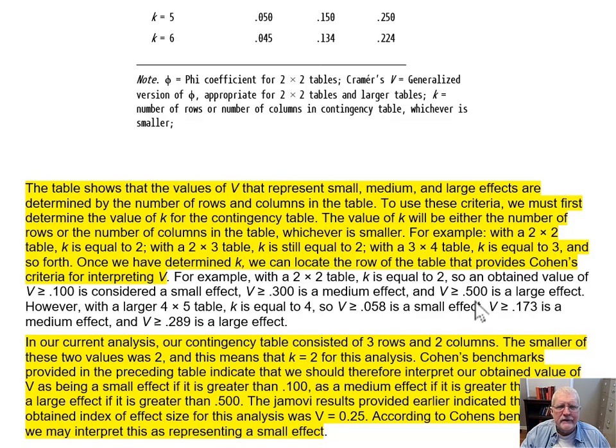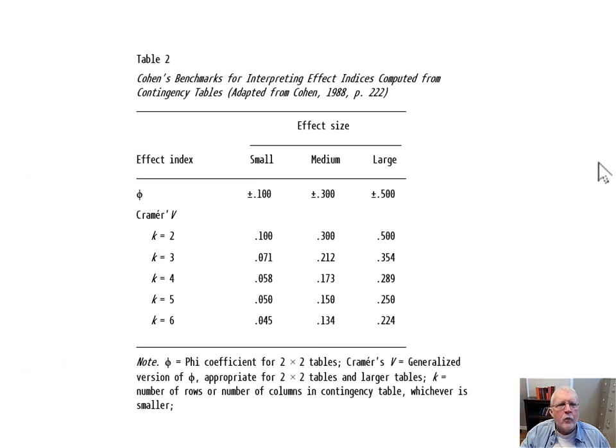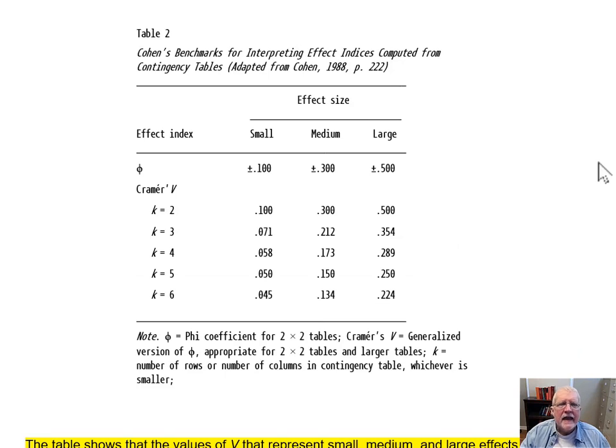Now, hang on, where did this come from? What is k in our study? k is equal to 2. How come? Well, our table had two rows. No, it had 2 columns and 3 rows, 2 and 3. The smaller of these two values is 2, and that means k is equal to 2 for our analysis. When k is equal to 2, we use these benchmarks. Call it a small effect if V is bigger than 0.100. Call it a medium effect if V is bigger than 0.300. Call it a large effect if V is bigger than 0.500.